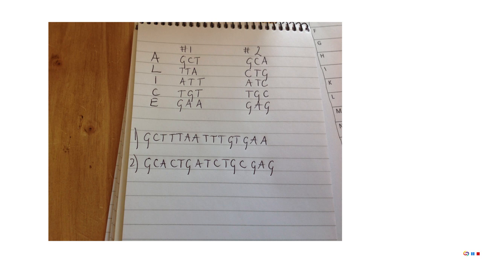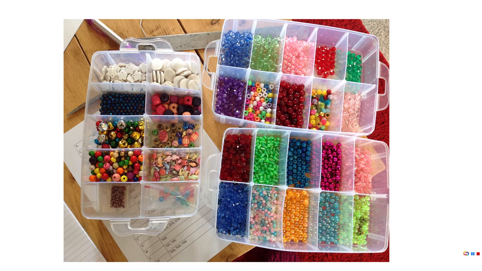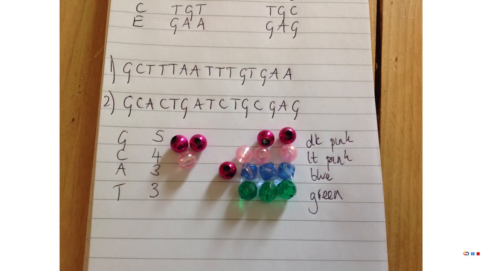Now I'm going to turn my name into a bracelet. So what I need to decide is which colour of bead I'm going to use to represent each letter. In our box of beads, we've got lots and lots of different colours of beads. And here I've shown the colours I've chosen. I've also written them down so that later on I can translate my message back again if I forget. So I've chosen dark pink for G and light pink for C, and then blue and green for A and T.